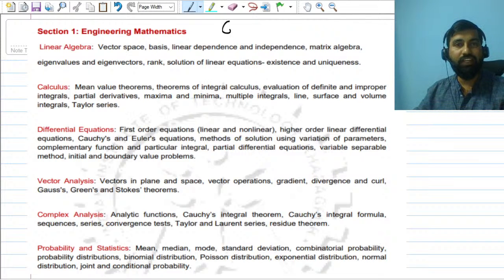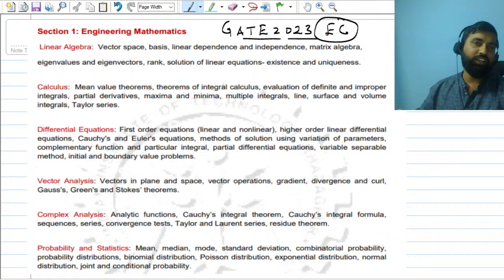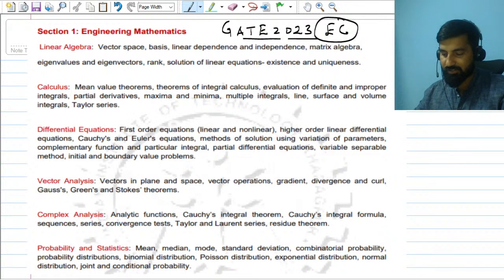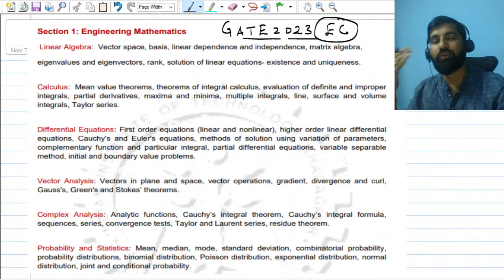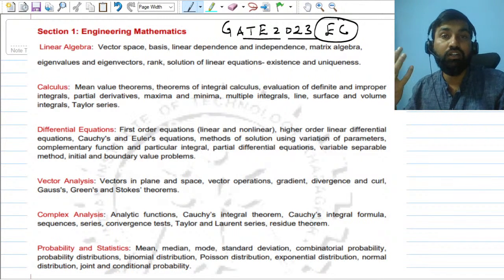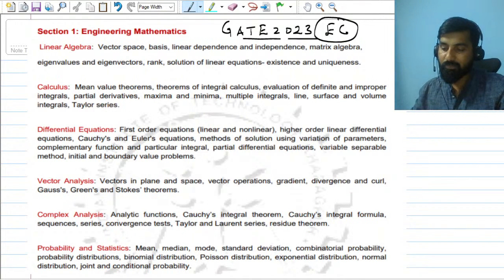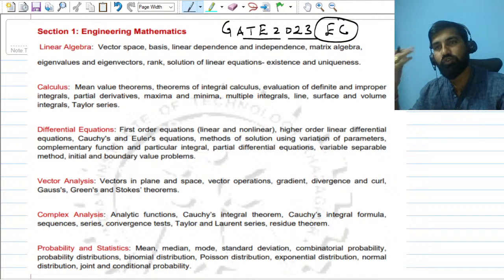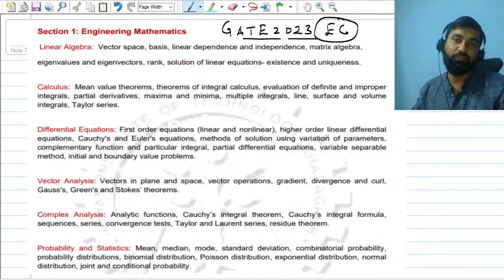This is the official syllabus for GATE 2023, and this syllabus is for ECE. I will particularly be talking about ECE because last year, if I see how many students registered for the GATE examination, how many appeared, and how many got qualified in the electronics and communication paper, the number was quite less. Because if we go 5 years back, there used to be lakhs of aspirants appearing for the GATE examination.